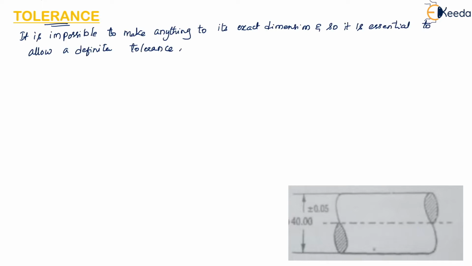So, what is tolerance? Tolerance can be defined as the total variation permitted in the size of a dimension, and it is the algebraic difference between the upper and the lower acceptable dimension. So, it is a permissible change in size or variation in the size of a given dimension.